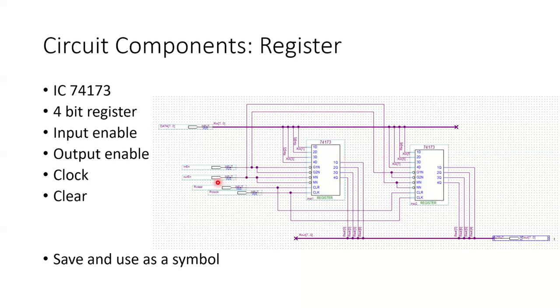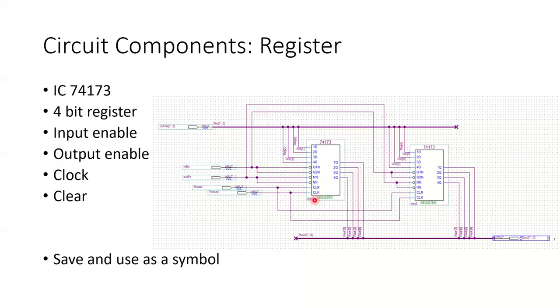Now, the good point about this IC is that it has input enable and output enable, which is what we need to control the data flow in the register and out of the register. So if you want to allow the data to flow into the register, you enable the input enable, and if you want the data to flow out of the register, you enable the output enable, right?